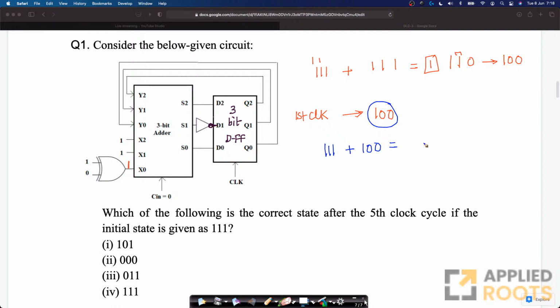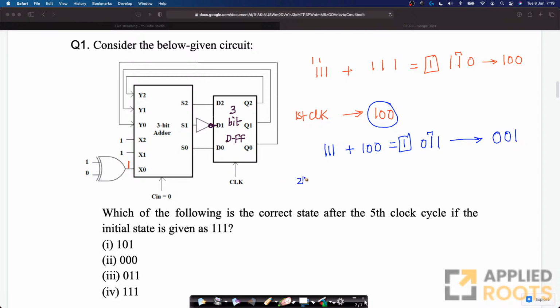So what would this result in? You have to be slightly careful to avoid mistakes here. 1 plus 0 is 1, 1 plus 0 is 1, and 1 plus 1 is 0 with a carry of 1. We can just ignore the carry. Now the middle bit is going to get negated, because we have this NOT gate. So you have 001, right?